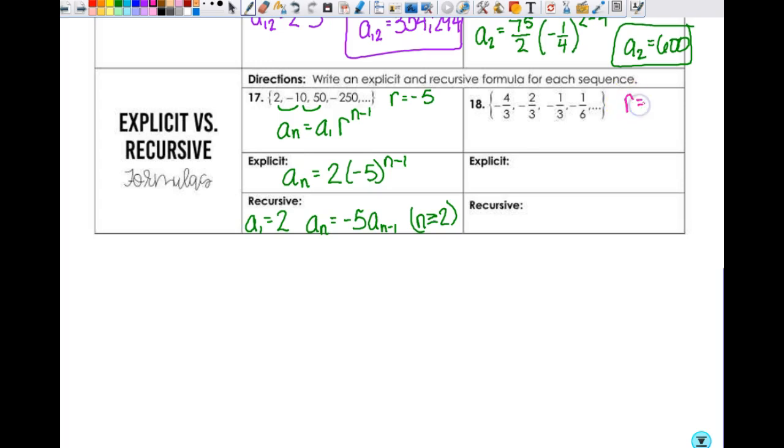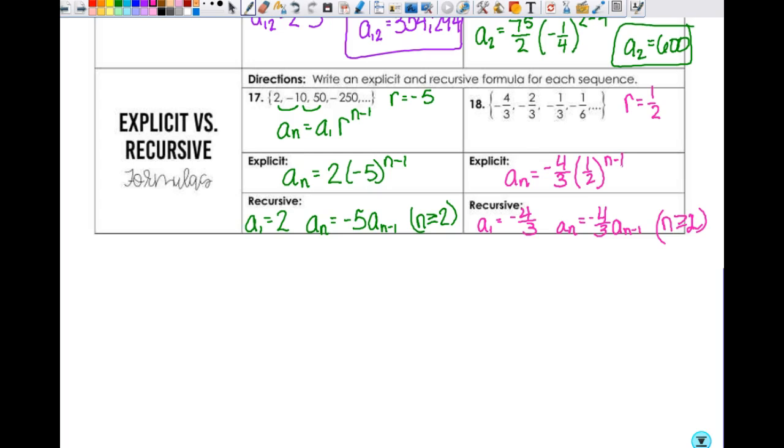What is R here? 1/2, good. So A sub 1 is negative 4/3. A sub n is equal to negative 4/3 times A sub n minus 1. And since I only did the first A, then I start at 2. Then my explicit A sub n is going to be equal to A sub 1, which is negative 4/3, times R, which is 1/2, to the n minus 1 power.